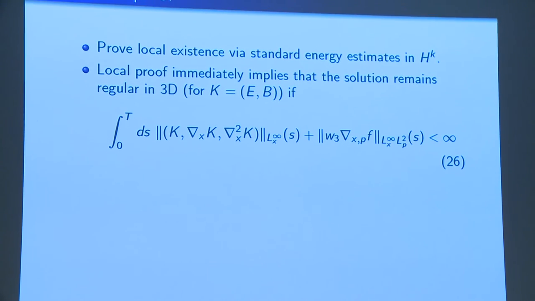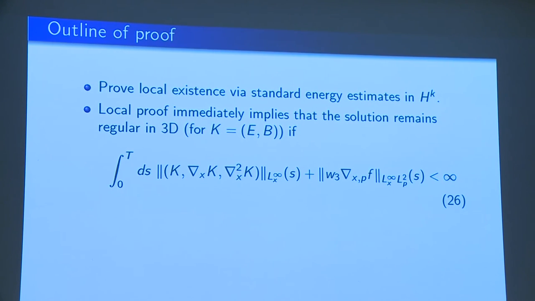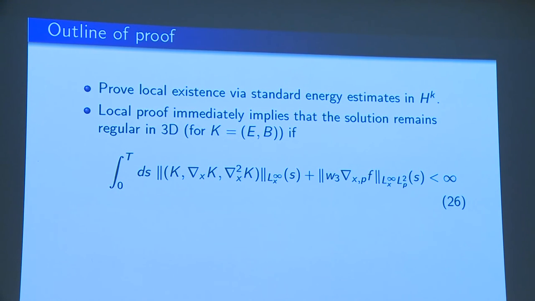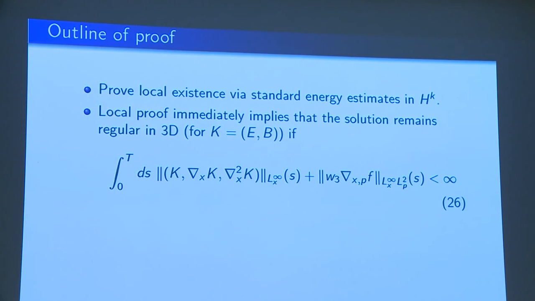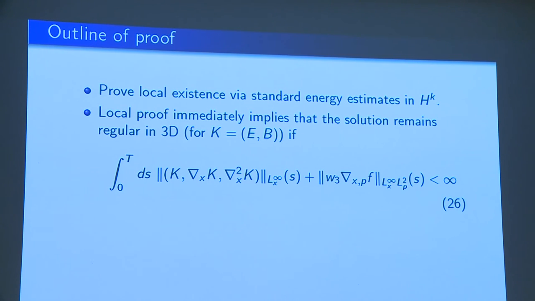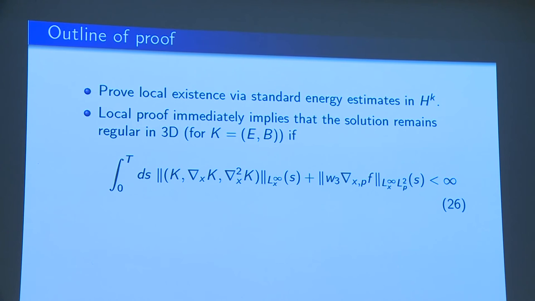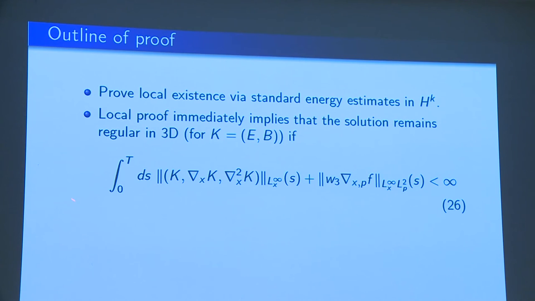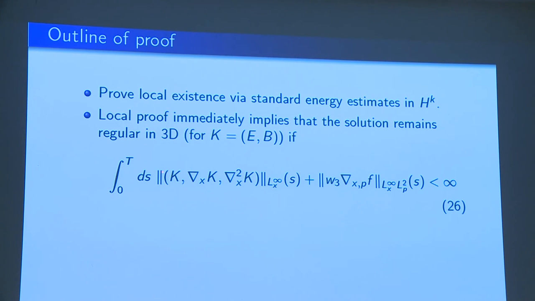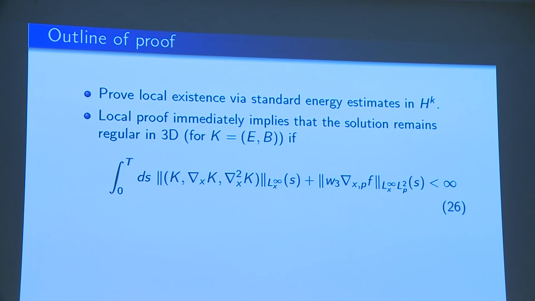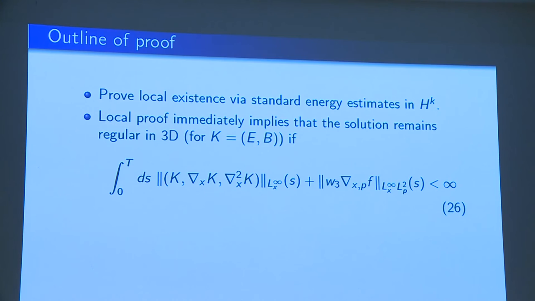Okay, so here is a quick outline of the local part of the proof. You prove local existence via standard energy estimates in H^k. The local proof immediately implies that the solution remains regular in 3D if this quantity is bounded. So you can remain regular beyond capital T if this integral is bounded up to T. So you have the L infinity norm of the fields, the first derivative of the fields and the second derivative of the fields. For some reason, we have to use L3, and then we have the L infinity L2 norm of the weighted first derivatives of the distribution function F.